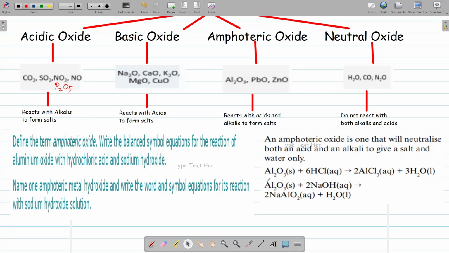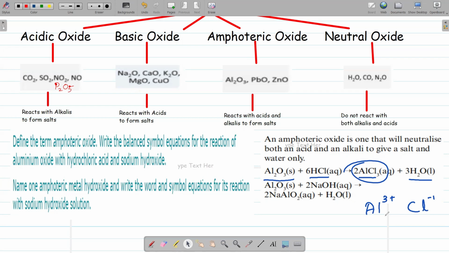sodium hydroxide. I had asked you to do this before. Hopefully you have done it. So here you go. Aluminium oxide, when it reacts with hydrochloric acid, gives you AlCl3, aluminium chloride, and water. Now, an easy way to get the formula of aluminium chloride. What is the valency of aluminium? It's 3 plus. And what's the valency of chlorine? It's -1.